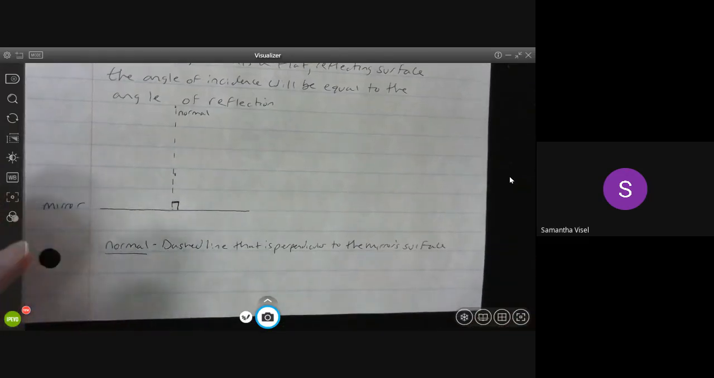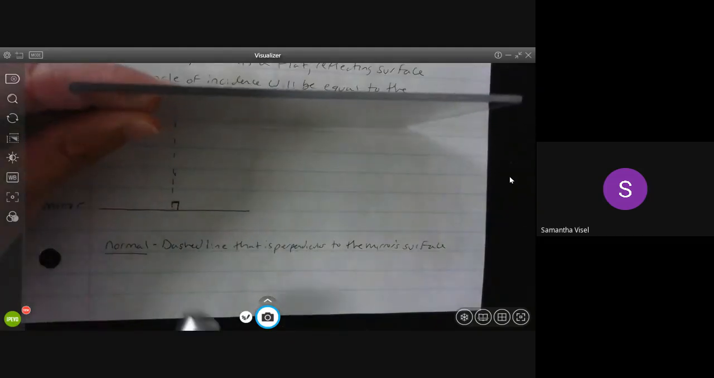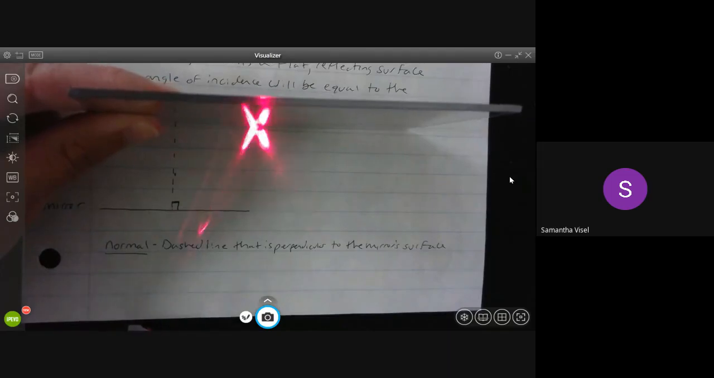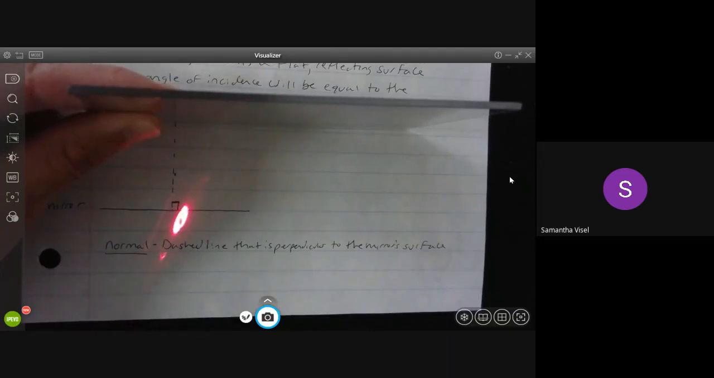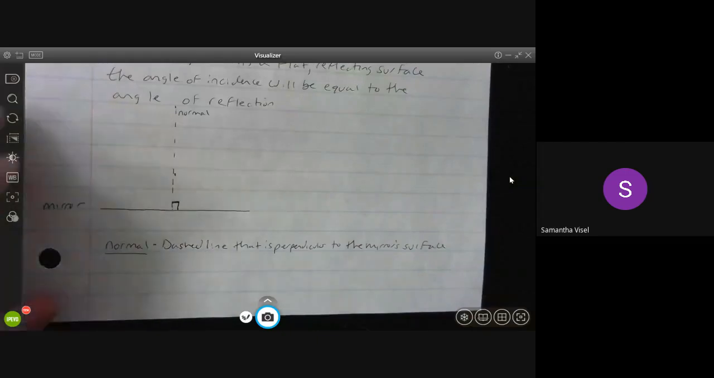So now when I go to shine a light ray onto a mirror here, I have a beam of light that approaches the mirror, and then I have a beam of light that exits and leaves the mirror. So the light ray approaches the mirror, it hits the mirror, and then it reflects or bounces off the mirror. So the ray before it hits the mirror has a special name, and the ray that leaves and reflects, that bounces off the mirror, has a special name.